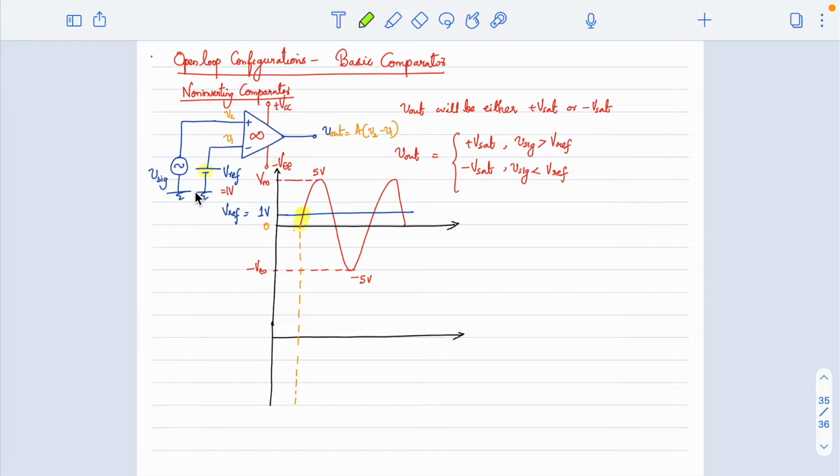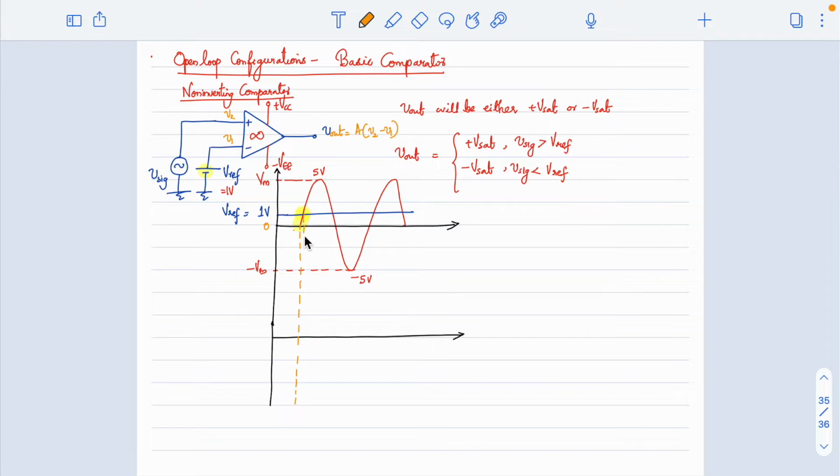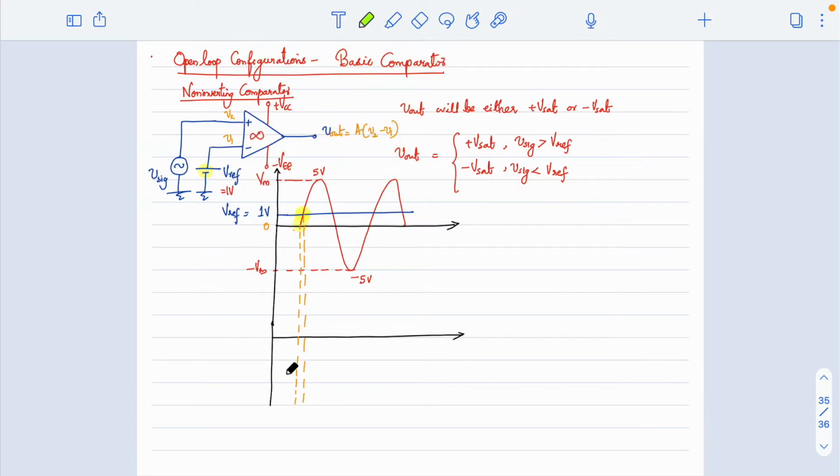Alright, so how will it start? We have a very small portion here. Let me mark it. Right, so output will start from minus Vsat. Let me consider this as plus Vsat and this as minus Vsat. So output will start from minus Vsat.